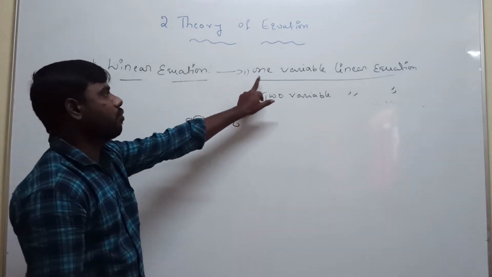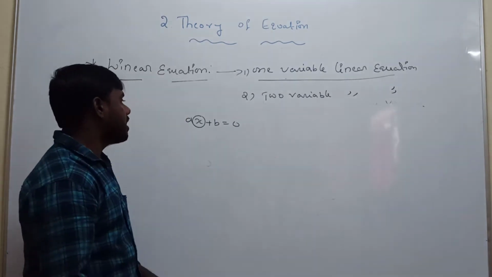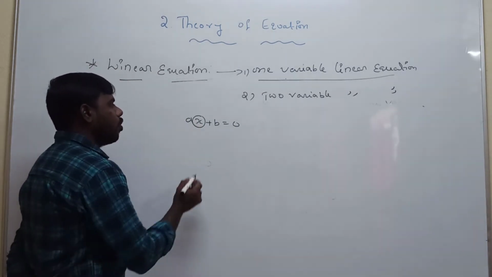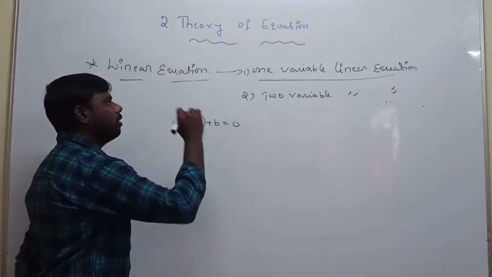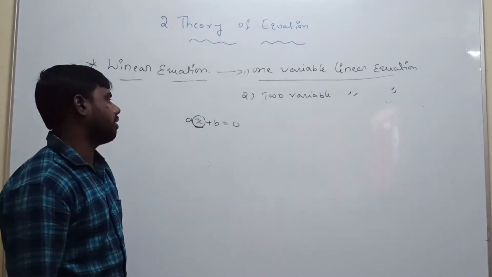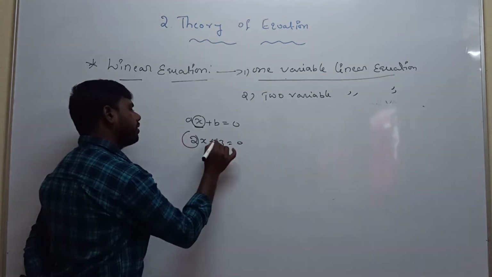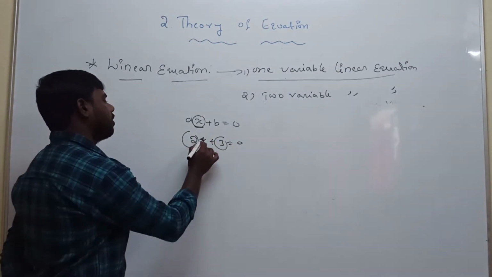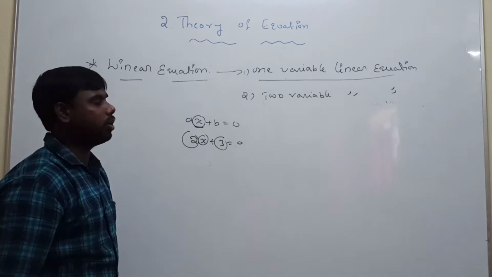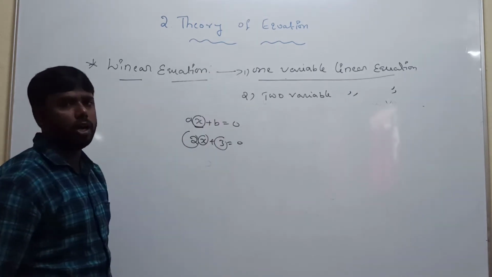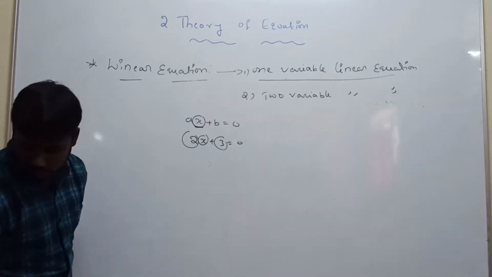What is the definition of the one variable linear equation? An equation in only one variable is called a one variable linear equation. The example is 2x plus 3 is equal to 0. Here 2 and 3 are the constant values, and x is the only variable.